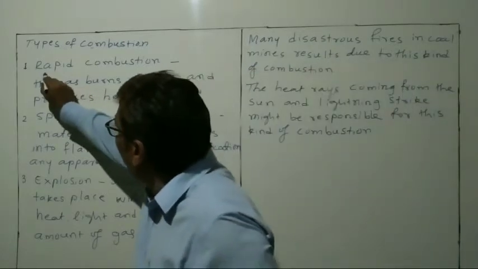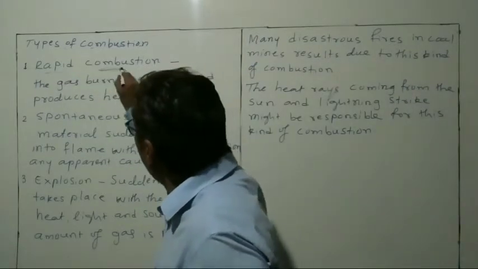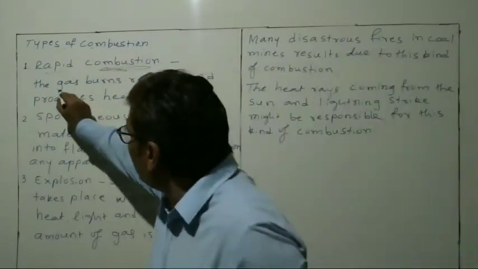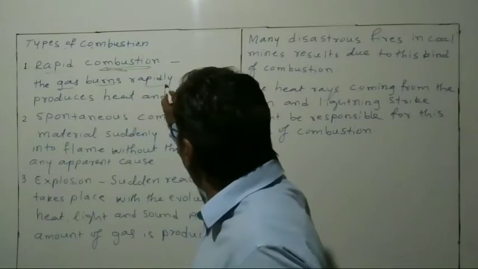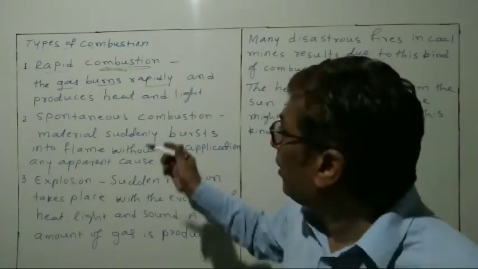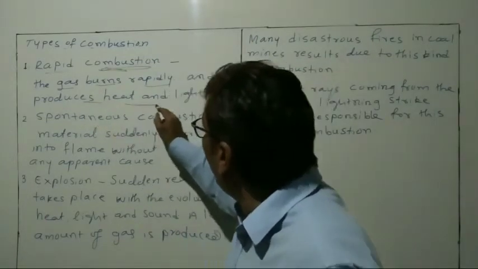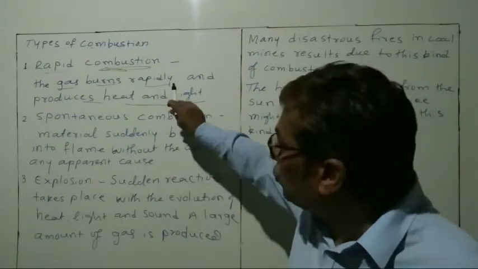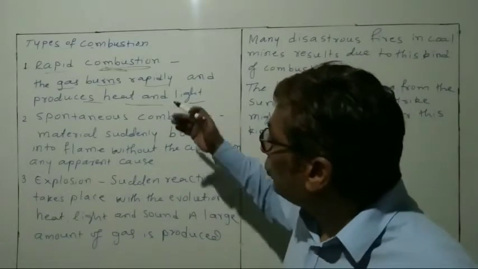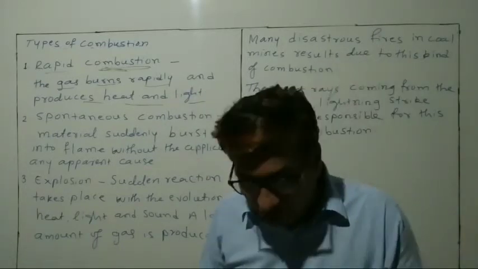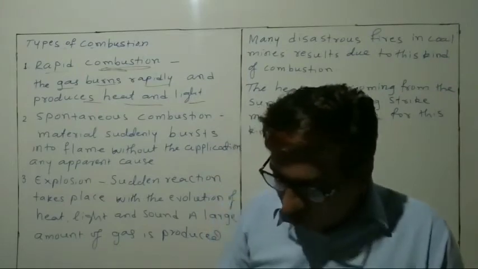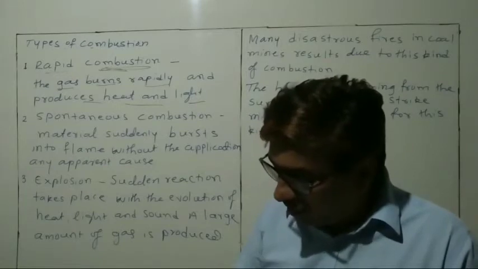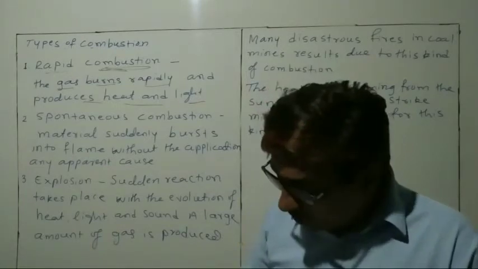See the rapid combustion. In this type of combustion, the gas burns rapidly. Rapidly means quickly, and produces heat and light. So this is called rapid combustion. In the book it is given that the gas burns rapidly and produces heat and light. So such combustion is called rapid combustion.